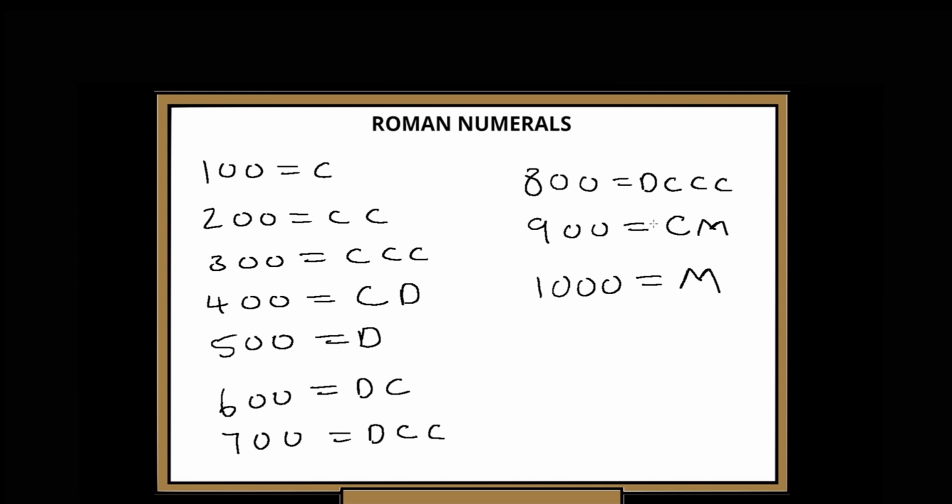We have CM, where C equals 100 and M equals 1000. Since C is a smaller number and M is a larger number, for C to come before M, you have to subtract 1000 minus 100, which gives you 900.